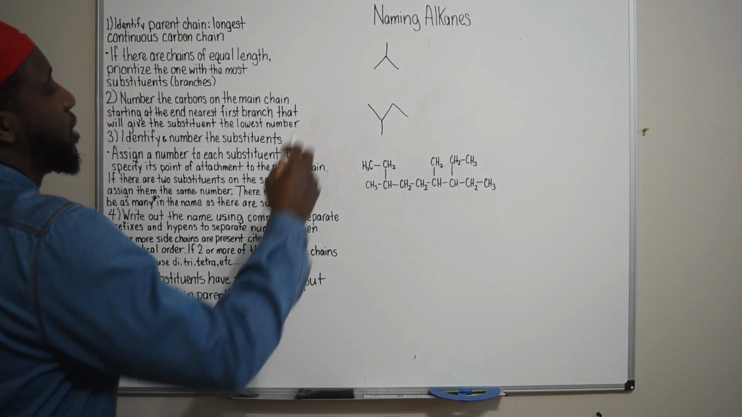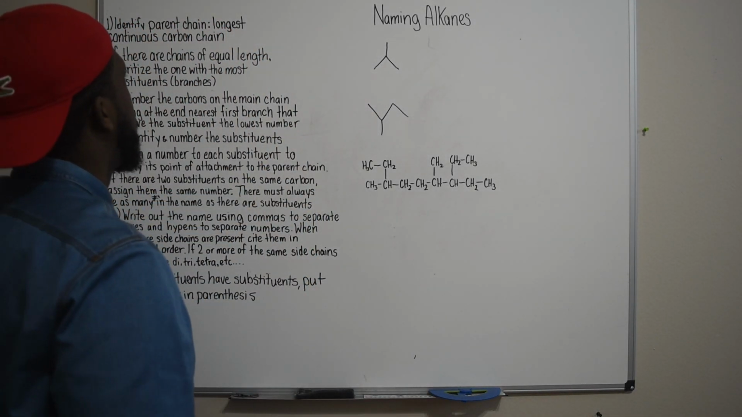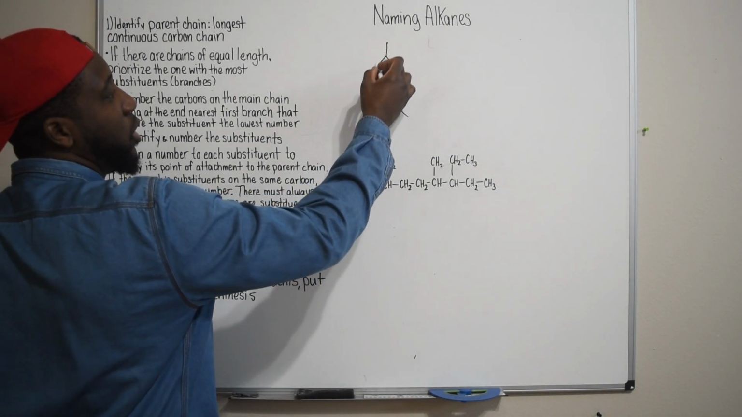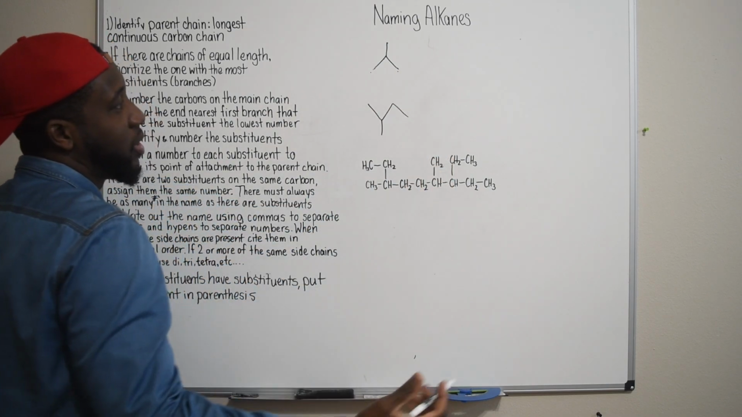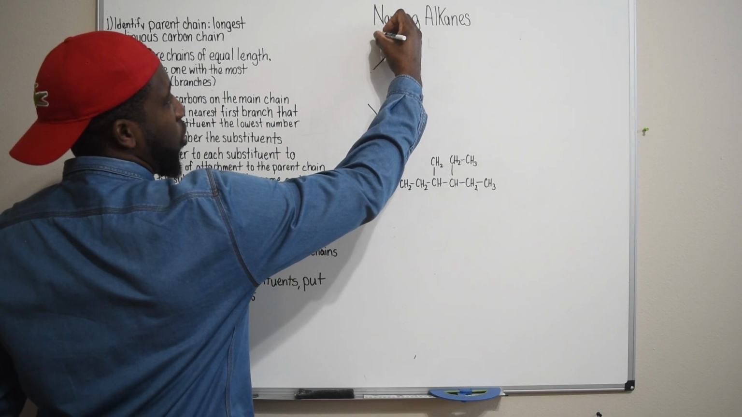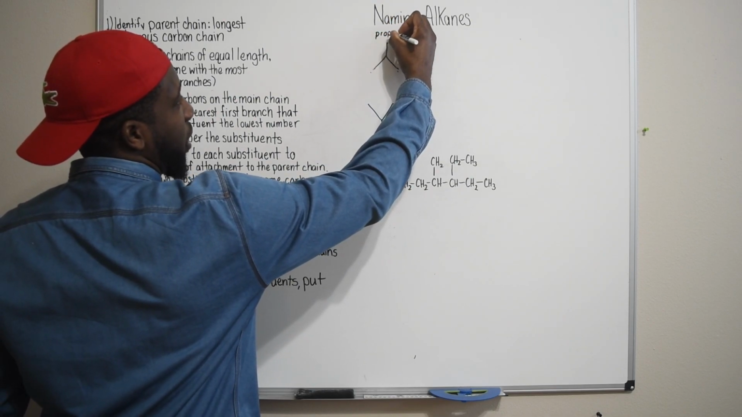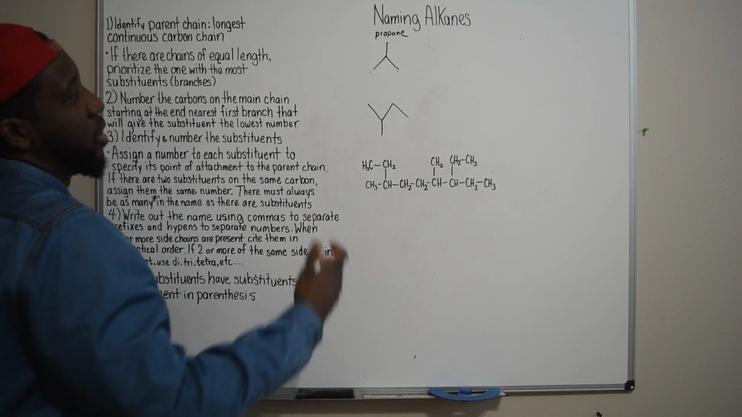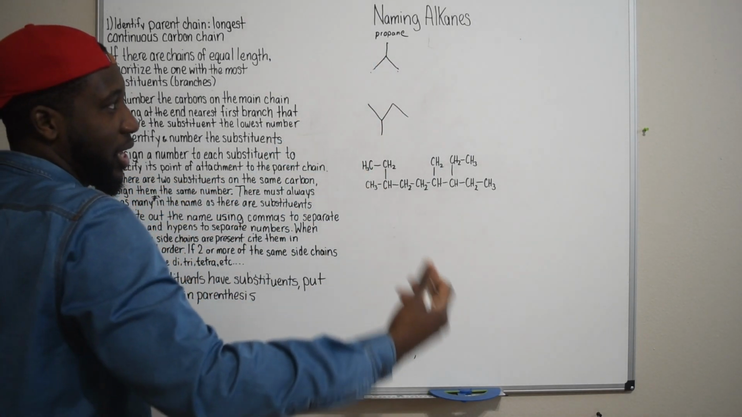All right, so let's look at this right here. What is the longest continuous carbon chain? We start right here. 1, 2, 3, 1, 2, 3. Either way it's 3, so this is going to be propane. We know that right off the bat. But does it have any branches? Yes, it has a branch.